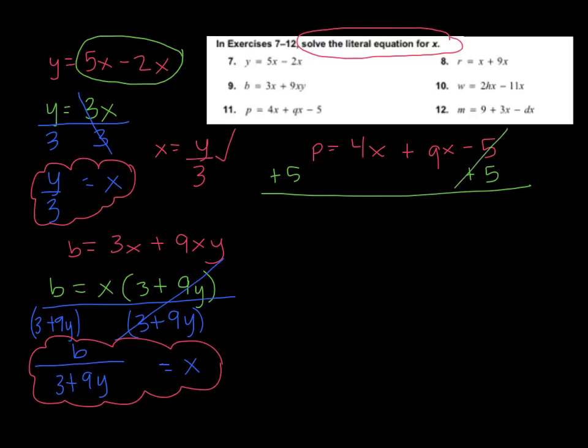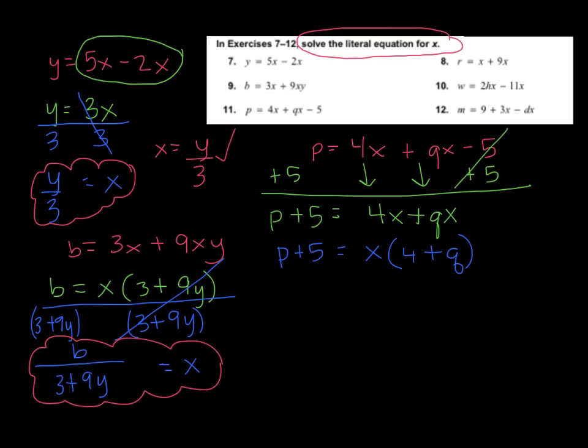And positive and negative 5 will cancel. And over here I have p plus 5 equals, and then I'm going to bring all this stuff back down. So I have 4x plus qx. Okay, so now this looks very similar to the last one we did. Notice that you have two terms that have x's with them, but they're not like terms because this has a qx. So to get that x separated from those terms, I'm going to factor. I'm going to undo distribution. So when I undo that, I'm dividing that x off of those terms, and I'll be left with 4 plus q. And then we have our x in the front now.